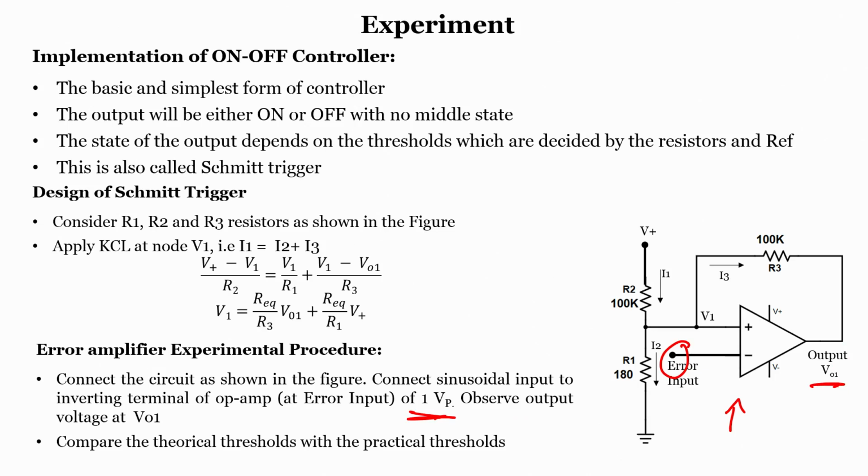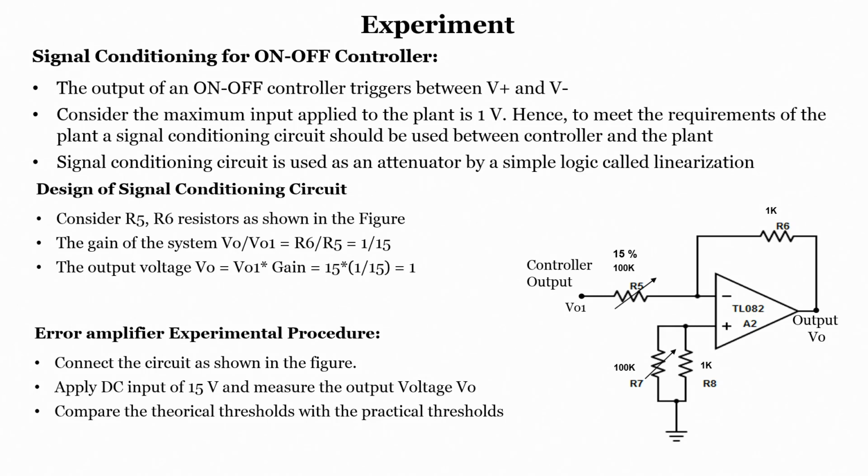In the same way, we can compare the theoretical thresholds with the practical threshold. So, we need to understand how we can implement the error amplifier. Now, the next one would be signal conditioning for the on off controller. So, how can we design a signal conditioning circuit?